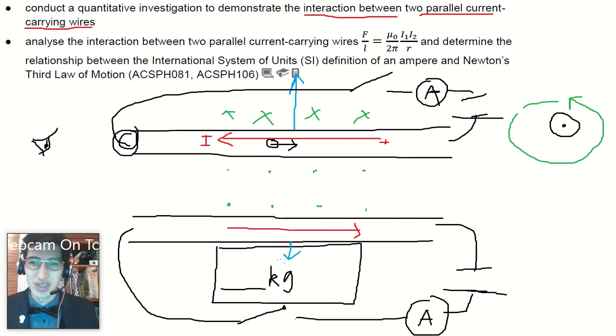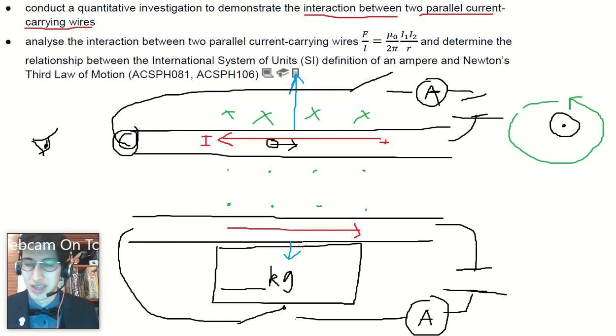Let's say they give you a difference of 0.1 kilograms. To work out what that is in weight instead of mass, you need to times it by 9.8 to get the weight. That weight is the force put on this bottom wire.